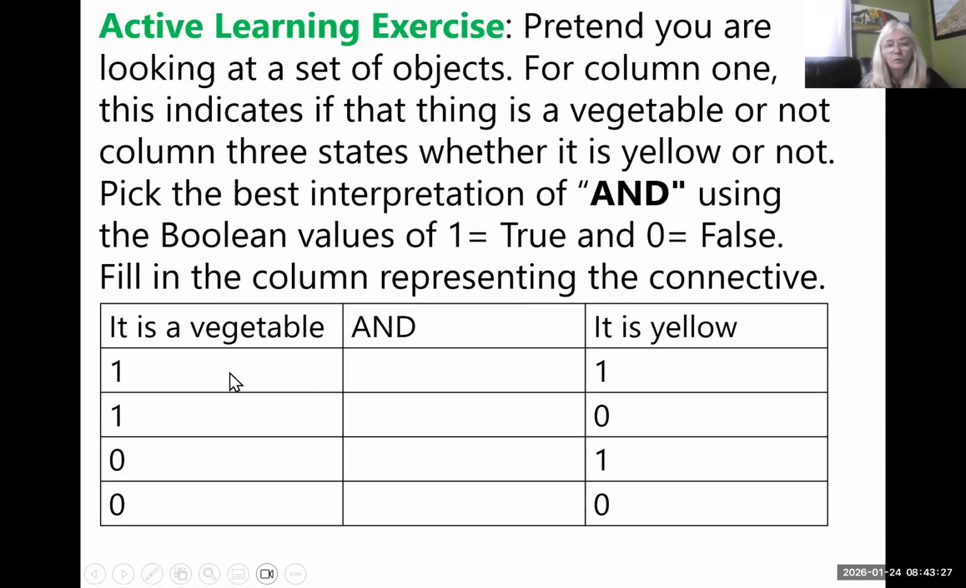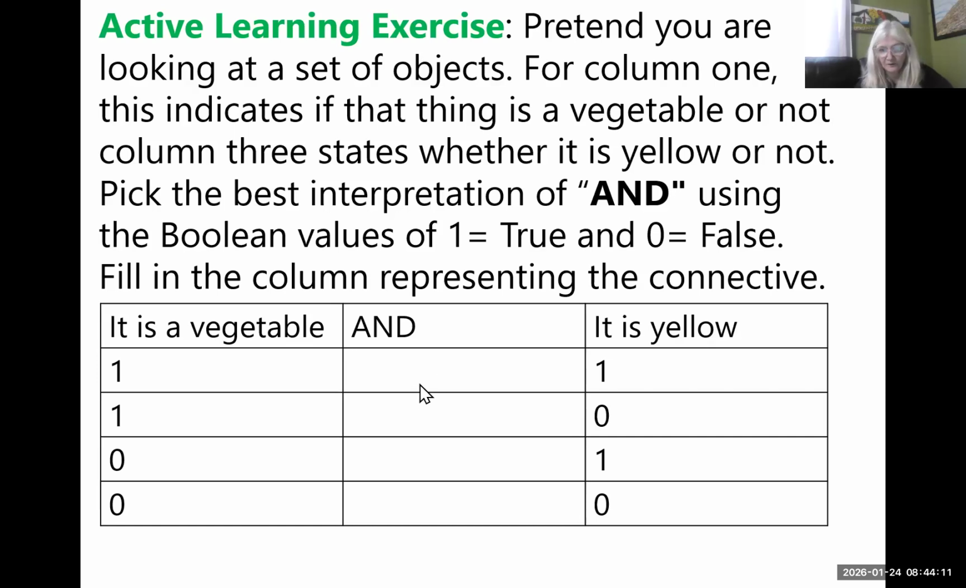Okay, so we'll do this together for this one. Remember, the only numbers we have are 1 and 0. So the highest you can go is 1, and the lowest you can go is 0. Okay, so first we have, let me pause this for a sec.